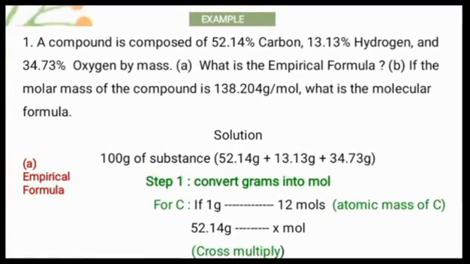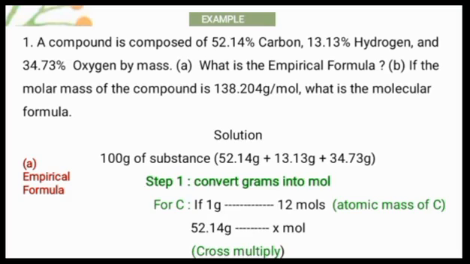Let's take an example. A compound is composed of 52.14% carbon, 13.13% hydrogen, and 34.73% oxygen by mass. A, what is the empirical formula? And B, if the molar mass of the compound is 138.204 gram per mole, what is the molecular formula? We convert to solve this. I broke it down into steps, so follow attentively.